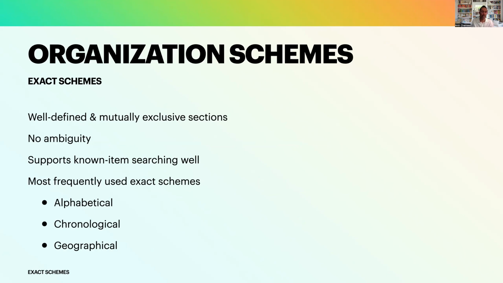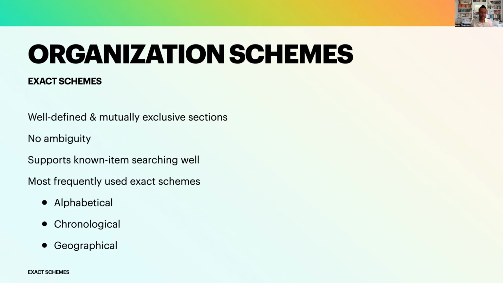Examples are, for instance, alphabetical. If you have a phone book or a directory of people in an organization, like a list of faculty, and you know the name of a person, that's known item searching. You know it, and it's organized. The scheme is exact. It's alphabetical. When you look at the section that has the list of all the faculty within, say, the graphic design department, it would probably be alphabetical. A phone book is usually alphabetical.